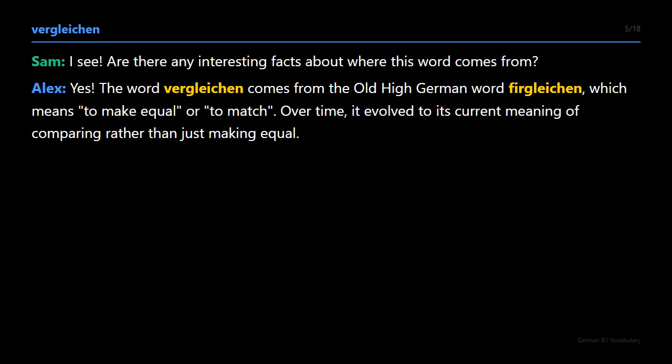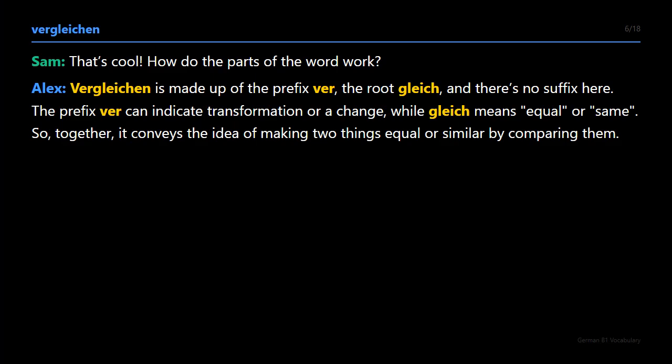That's cool. How do the parts of the word work? Vergleichen is made up of the prefix ver, the root gleich, and there's no suffix here. The prefix ver can indicate transformation or a change, while gleich means equal or same. So, together, it conveys the idea of making two things equal or similar by comparing them.